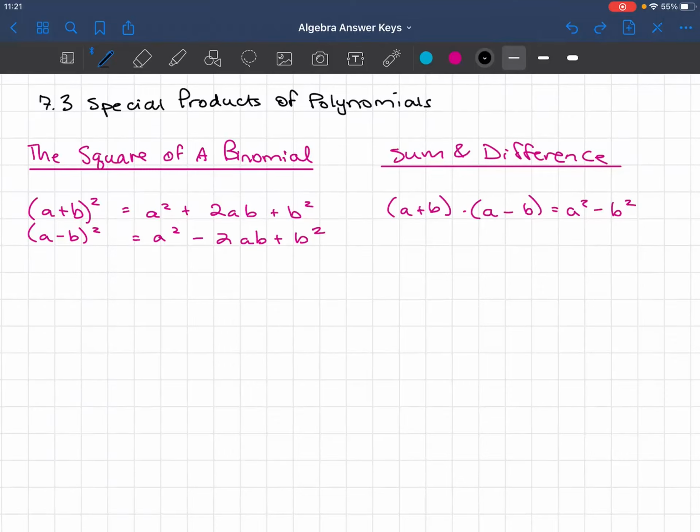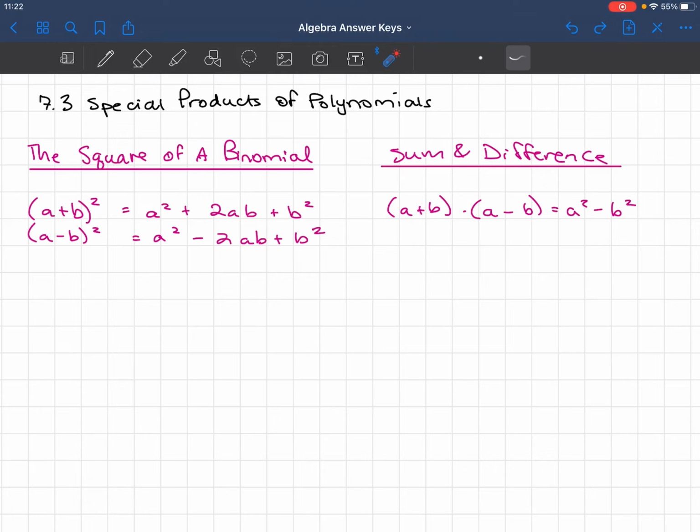Lesson 7.3 just covers special products of polynomials, and in this case, there are 3 different formulas that can be applied to any binomials that fit the definition of (a plus b) squared, (a minus b) squared, or (a plus b) times (a minus b). So you don't have to know these necessarily, but they can be really helpful for calculating products of polynomials without actually having to do the FOIL method or the distribution method.